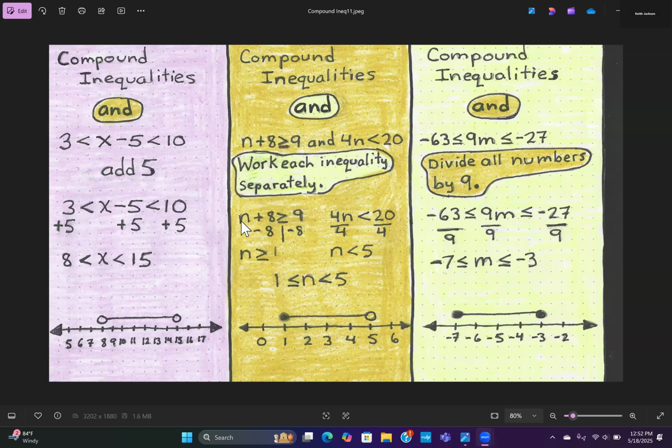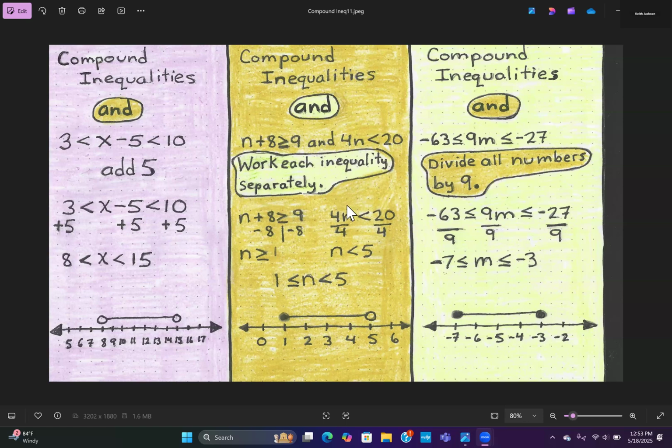Let's start with n plus 8 is greater than or equal to 9. All we're going to do is isolate the variable n by subtracting 8 from both sides. When we do that, we will discover that 9 minus 8 will give us a 1. That lets us know that n is greater than or equal to 1. We can write 1 is less than or equal to n, or we could simply keep it as n is greater than or equal to 1.